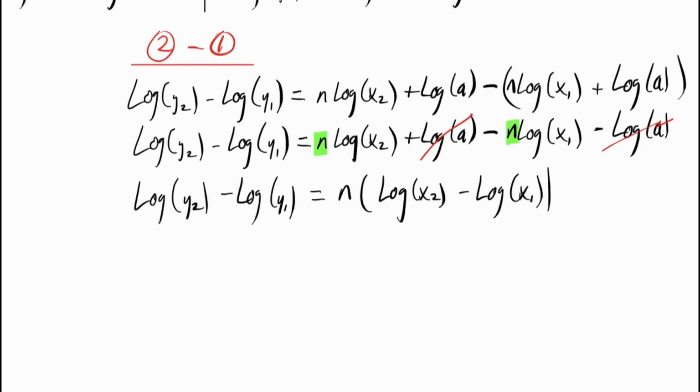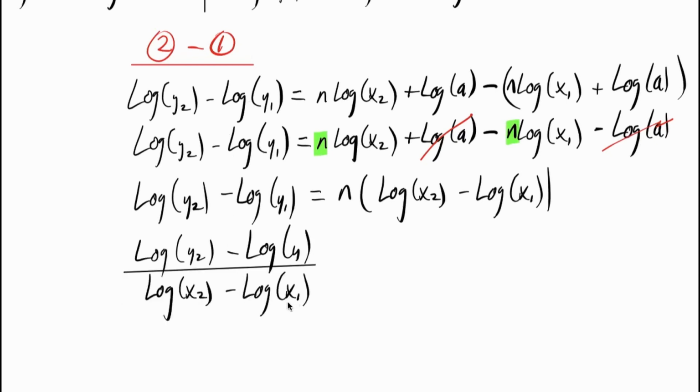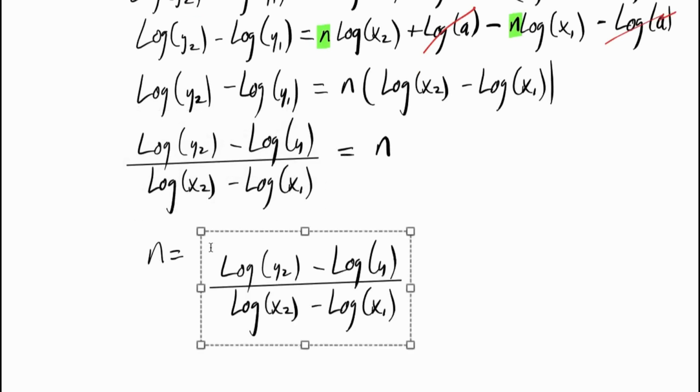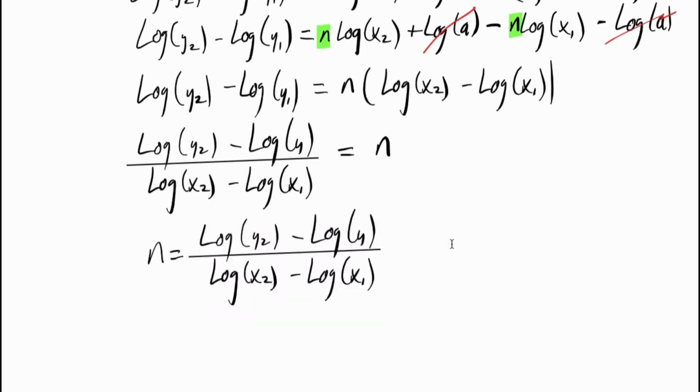Now to isolate for n, I will take the bracket log x2 minus log x1 and divide both sides of the equation by it. So we get log y2 minus log y1 divided by log x2 minus log x1 all equals n. Let's turn that around. And here I'm going to cheat. Just copy and paste. OneNote's kind of awesome for that. Okay, and I forgot a subscript. Yes, subscript 1, bad human. Okay, there we go.